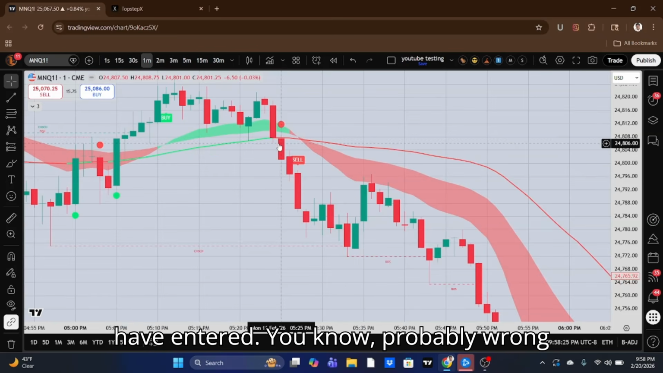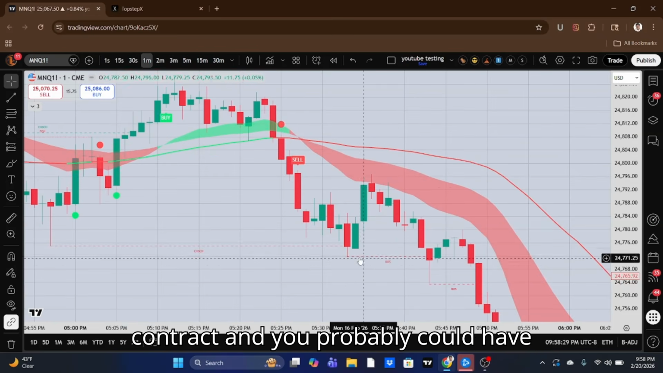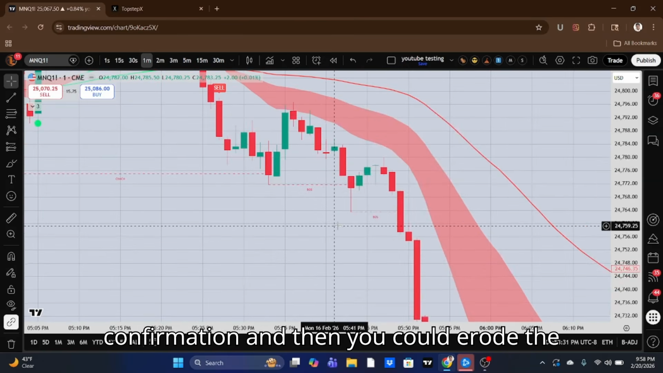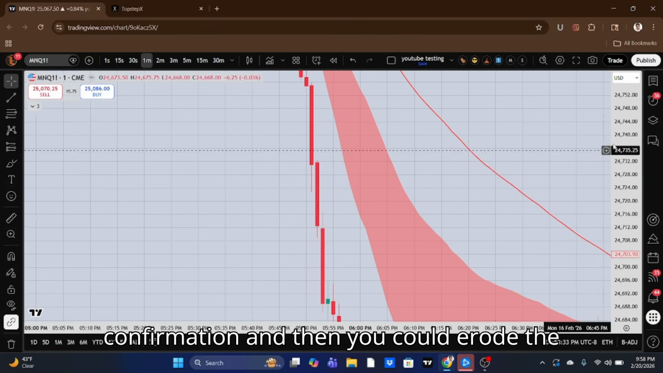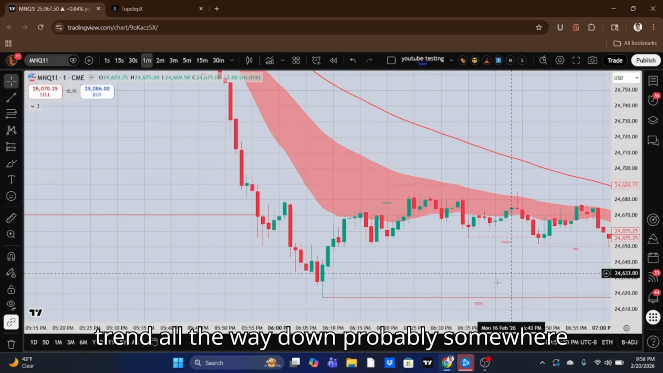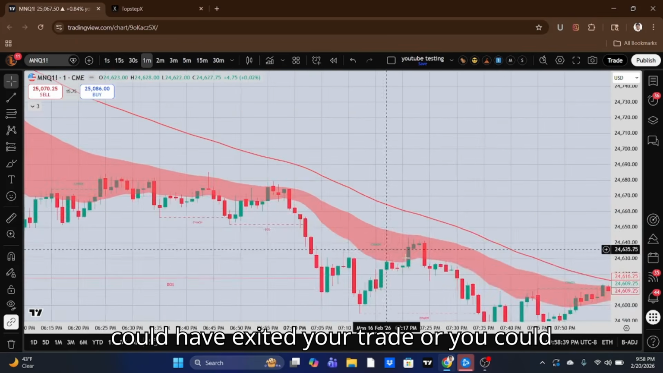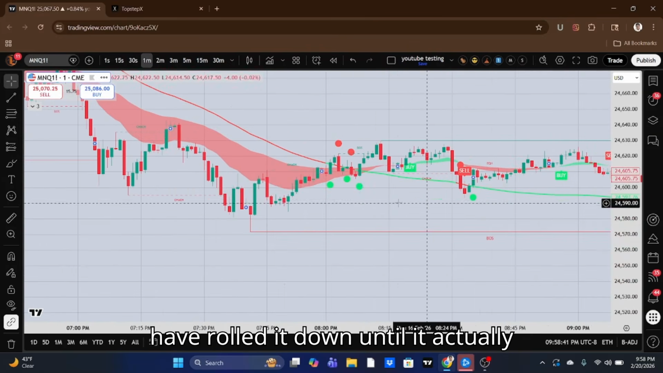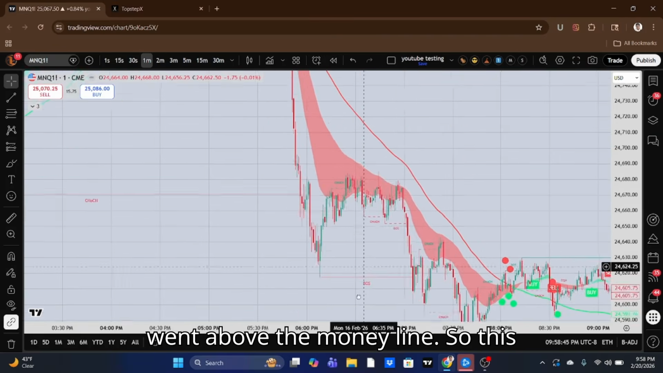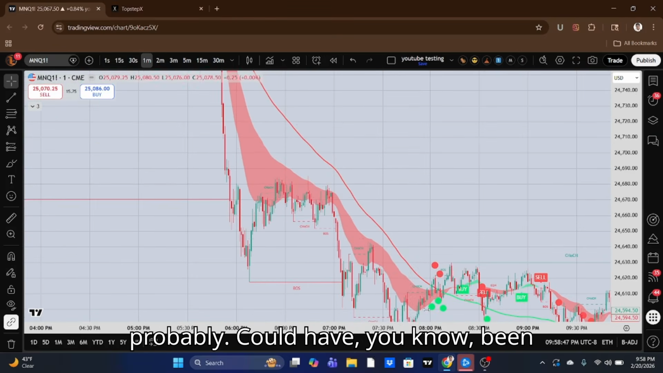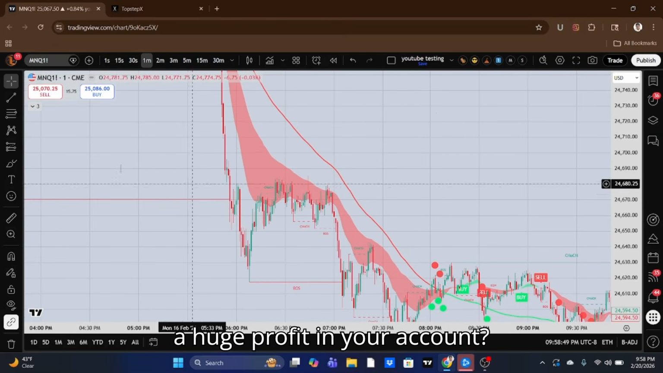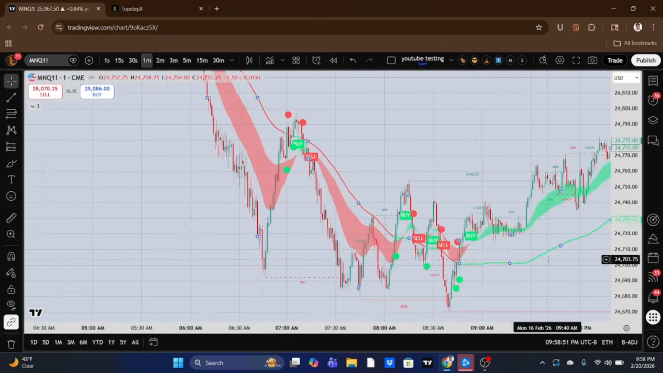You could have entered probably one contract, and you probably could have added another contract for extra confirmation. And then you could have ridden the trend all the way down, probably somewhere around there. So at touch, you probably could have exited your trade, or you could have ridden it down until it actually went above the money line. So this probably could have been a huge profit in your account.